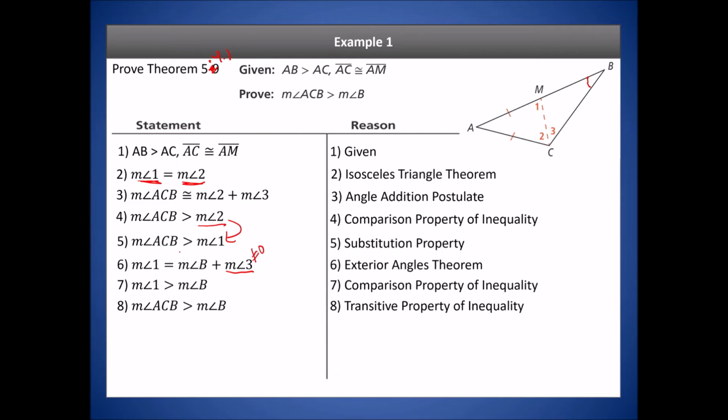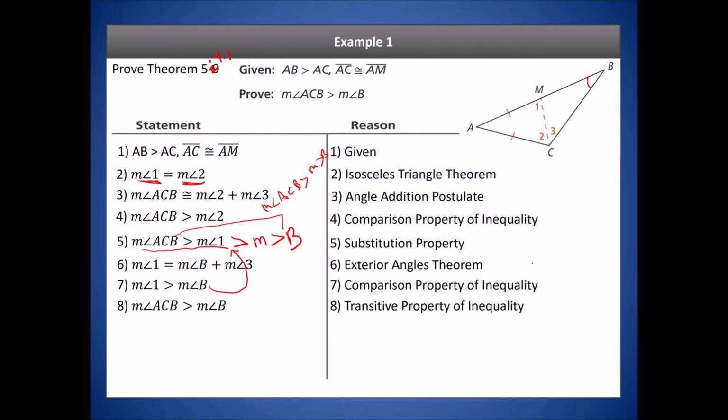All right, so now we know that angle ACB is greater than angle 1. So we got this part right here. But if we use step number 7, we also know that angle 1 is greater than the measure of angle B. And if this is greater than angle 1 and angle 1 is greater than angle B, then this also implies that the measure of ACB is greater than the measure of angle B. And that's what we got in step 8, and that's the transitive property of inequality.